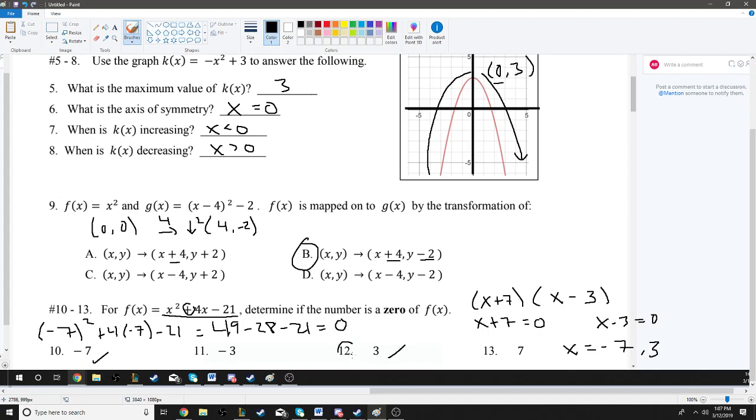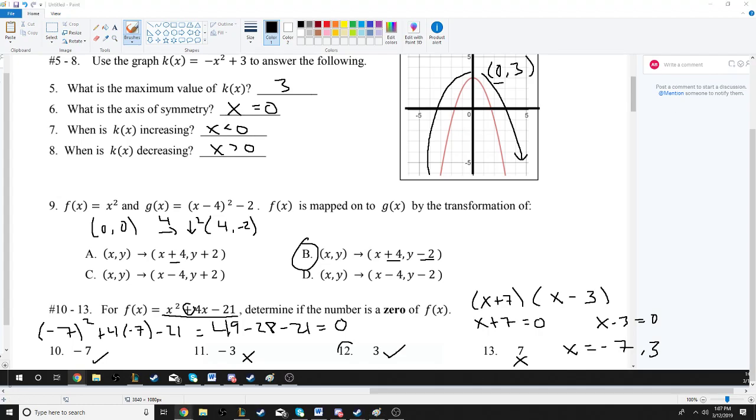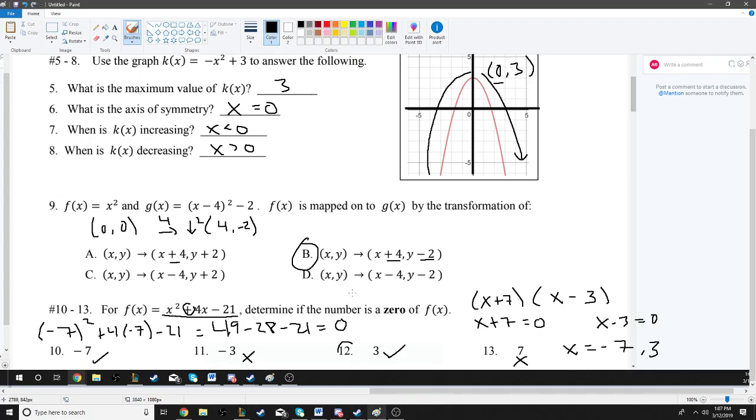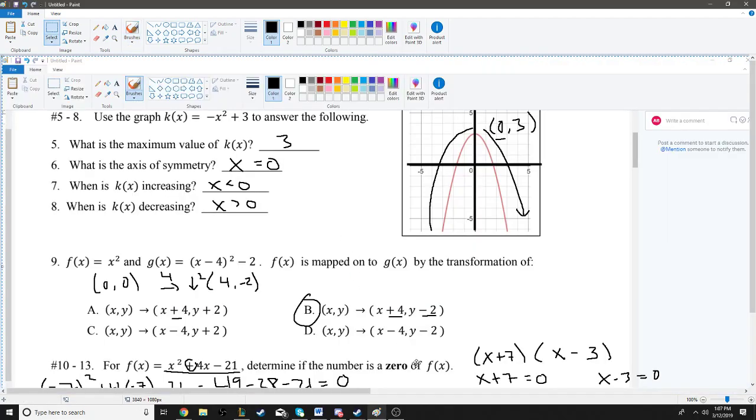So these two are zeros, 11 and 13 are not zeros. And again, you can just plug them into the function and see for yourself. Next problem.